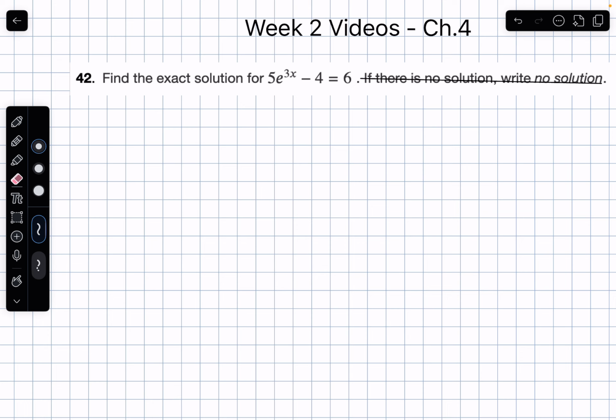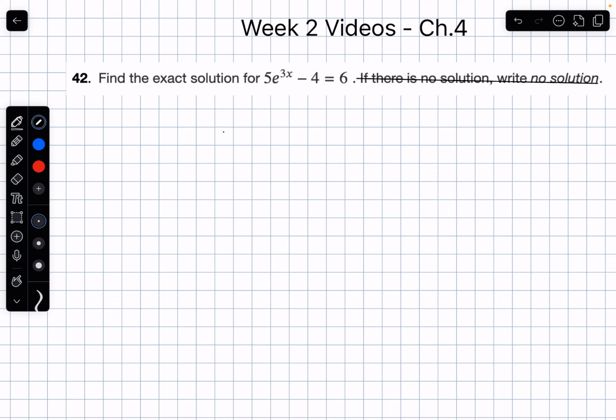And after this, I'm going to be doing problem number 43 as well. So let's get started off by writing our equation. e to the 3x minus 4 equals 6.